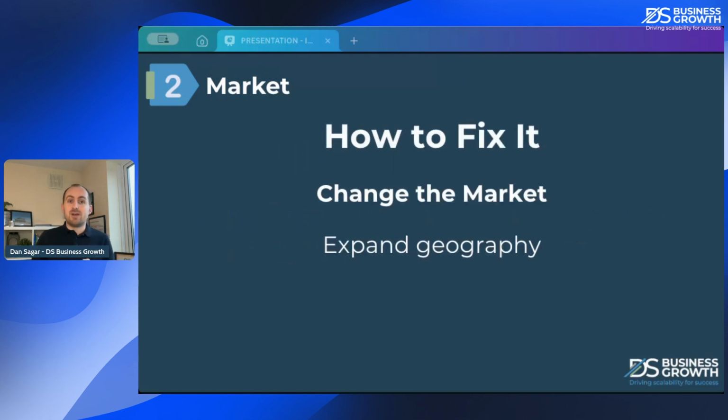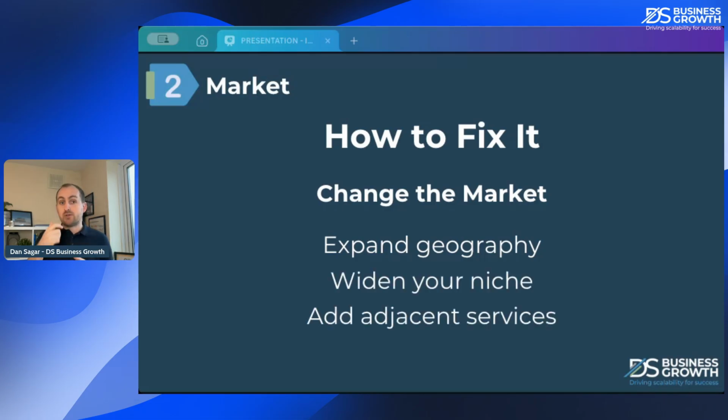Of course, the first way is to expand your geography. Some of us could go beyond locally, nationally, or even internationally, depending on what your product or service is. But expanding that geography is normally the easiest way to fix this. Or you could widen your niche or add adjacent services. So in our gazebo or marquee example, they couldn't do anything more locally. So what they could do is either look at setting another base up across the country, or if they wanted to sell to more people locally, they could add on additional services.